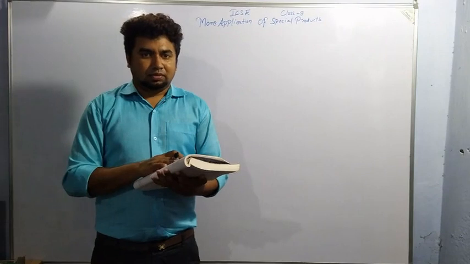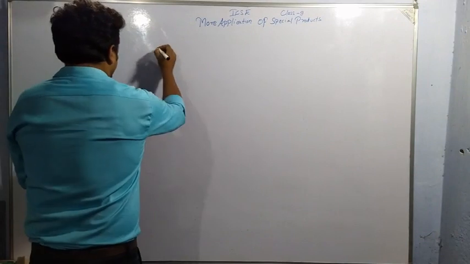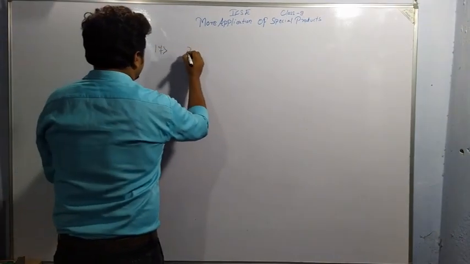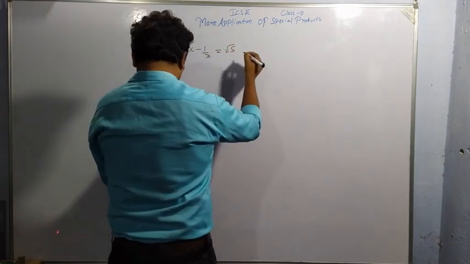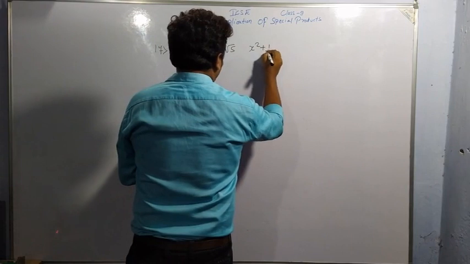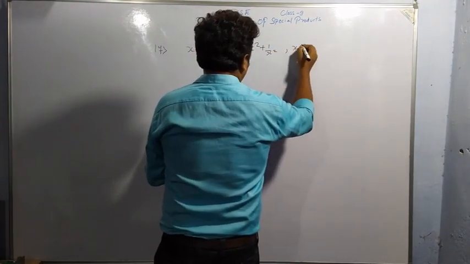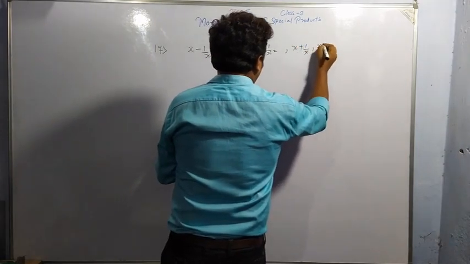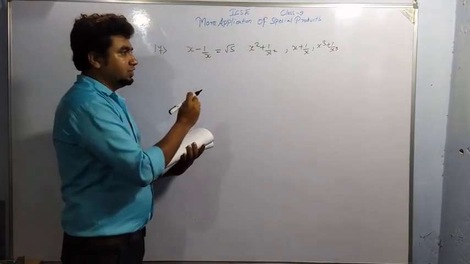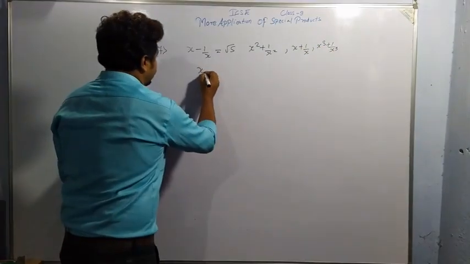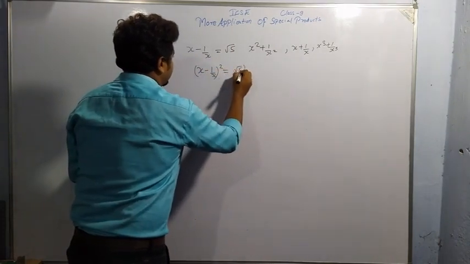Question number 17. It is given x minus 1 by x is equal to root 5. We have to find the value of x square plus 1 by x square, then x plus 1 by x, and then x cube plus 1 by x cube. So these three values we have to find. x minus 1 by x is given.